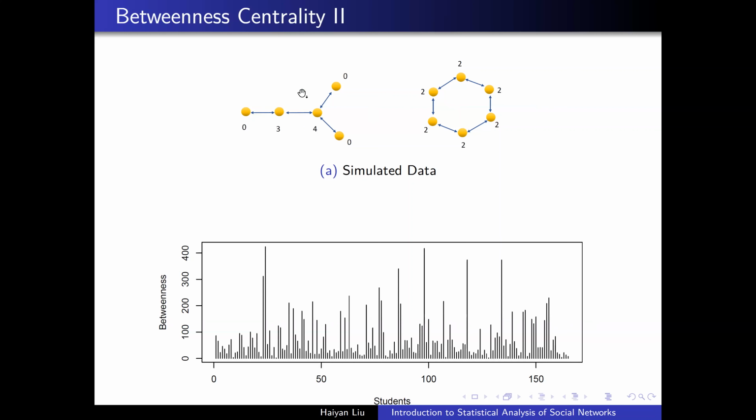And similarly, we can get that in this circle network, the betweenness of any actor is 2.